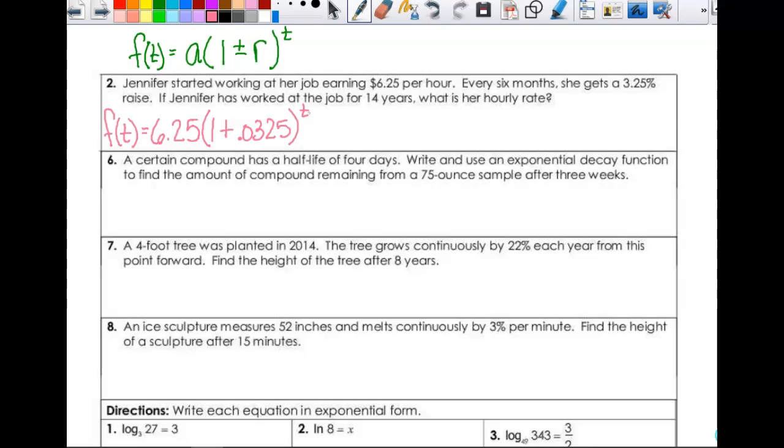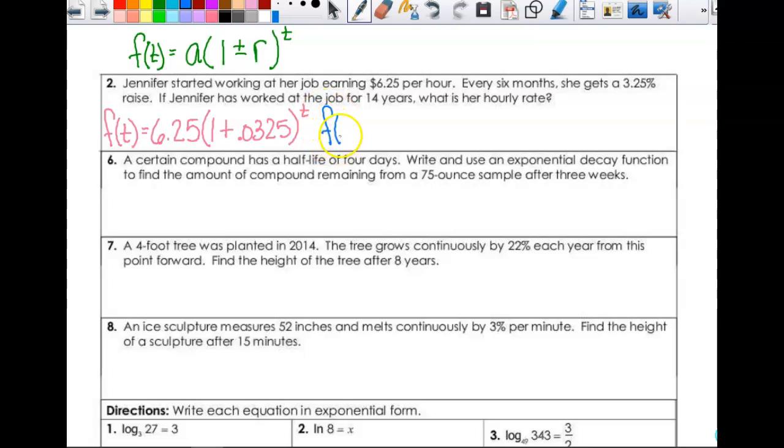Then we evaluate the function by actually substituting something in for t. T generically is the time in years, or how many times a year it increases. If it happens every 6 months and she's there for 14 years, what is t going to be? 28, because it happens twice a year. So it's how many times it's going to increase. It's going to increase 28 times over the 14 years.